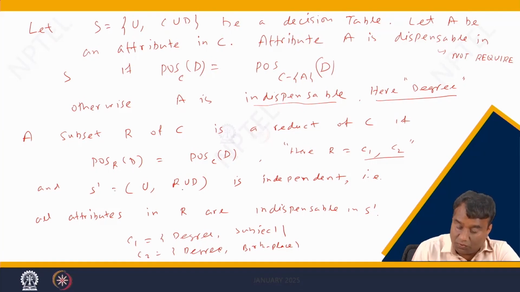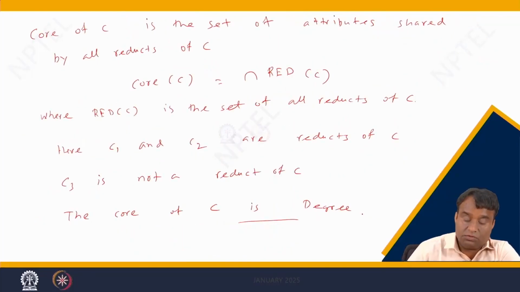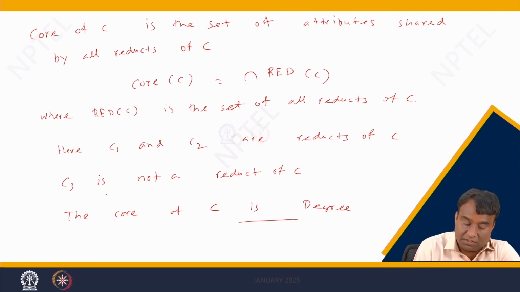So here you can say that C1 and C2 are the reducts of C because these two are equal. And if the table is S1, U, R, union D, is independent, that is, all attributes in R are indispensable in S1. The core of C is the set of attributes shared by all reducts of C. So core of C is equal to the intersection of the reducts of C. Here you can find the intersection is degree, where RED(C) is the set of all reducts of C. Here C1 and C2 are the reducts of C, C3 is not a reduct of C, and the core of C is degree.